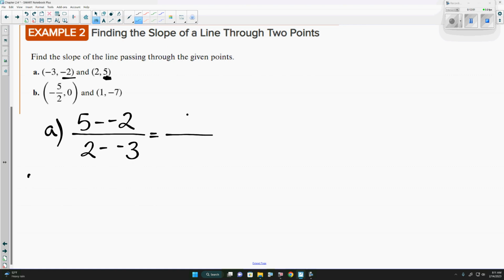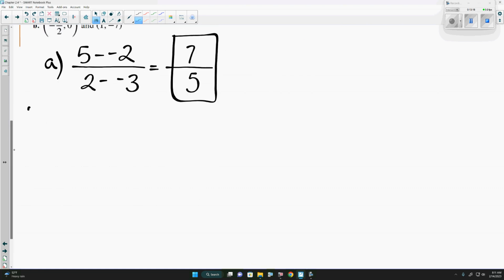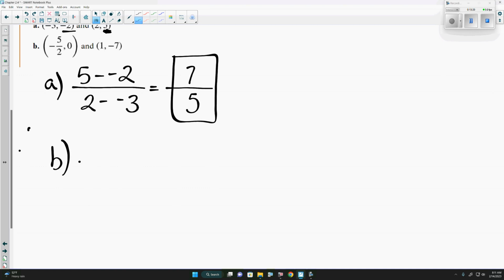Now 5 minus negative 2 is 7. 3 minus negative 3 is 5. So the slope is 7/5. And again, you can plug this into a calculator, let the calculator do it for you, and we're done. That's it. For the most part, problem A is not that bad. There's not that much to it. Now for B, we'll do the same thing. So we can say 0 minus negative 7 over, since 0 went first, negative 5/2 minus 1.